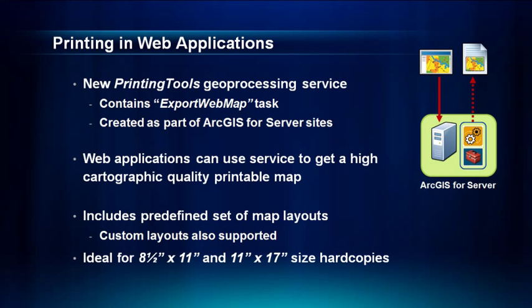The web mapping APIs for JavaScript, Flex, and Silverlight, as well as some configurable viewers for ArcGIS, can leverage this service. The PrintingTools GP service includes a set of predefined map layouts, and it's ideal for 8.5 by 11 and 11 by 17 sized hard copies. It also supports custom layouts, and you'll see this in a demo later on in this video.